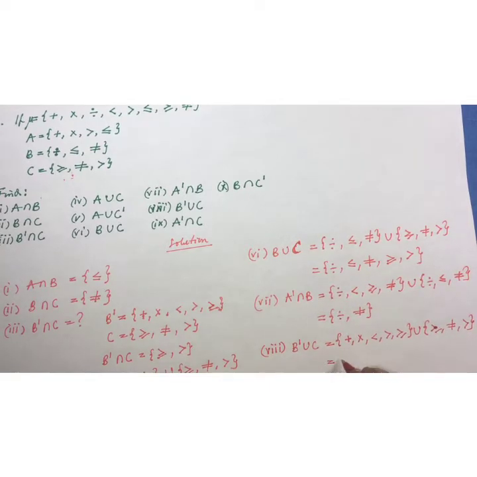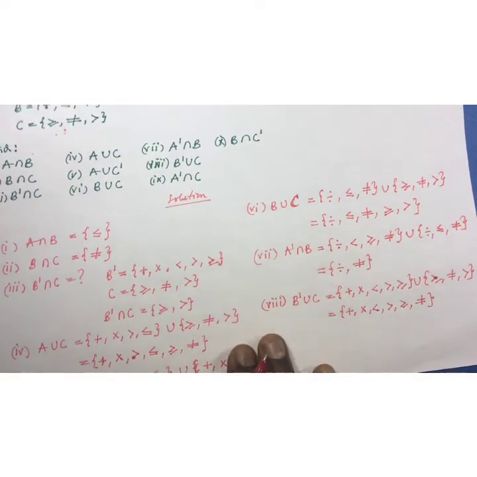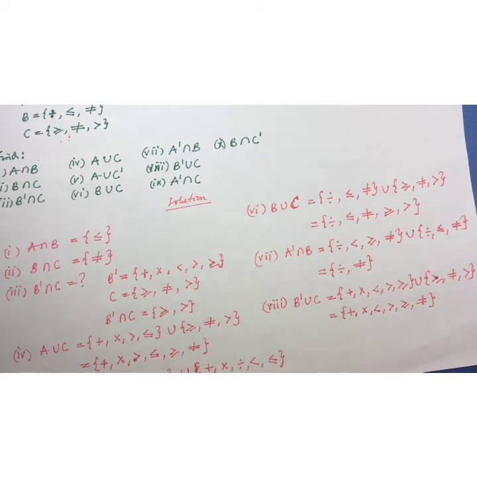Okay, now the union again will contain elements found only in B complement. Let's write those elements out. Addition is found only in B. Multiplication is found only in B. Less than is found only in B. Then greater than is found common to both of them, so it will be written once. Greater than or equal to is found common to both of them, so it will be written once. Then not equal to, and that gives us the union of B complement and C.